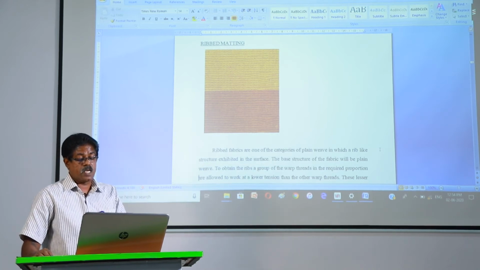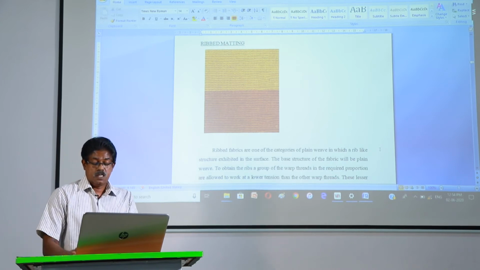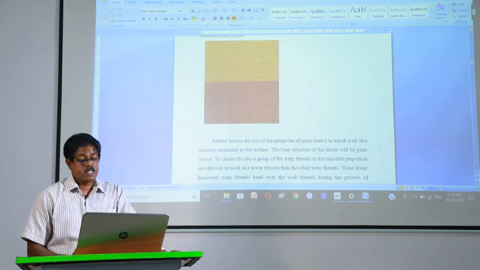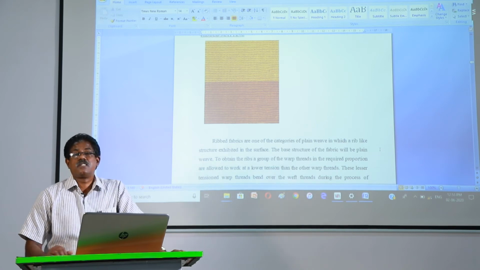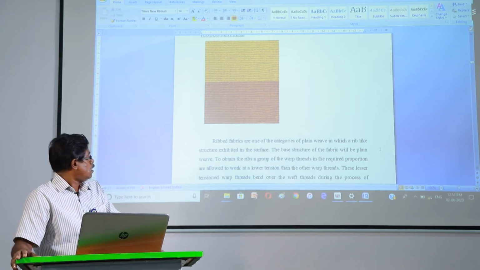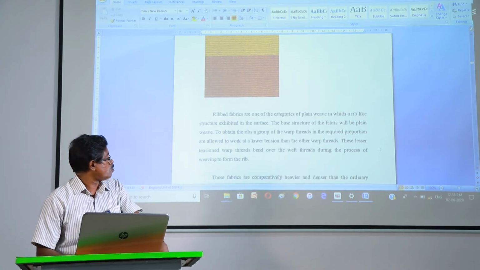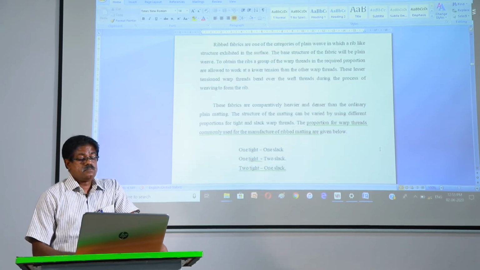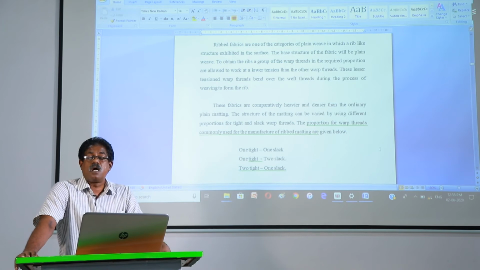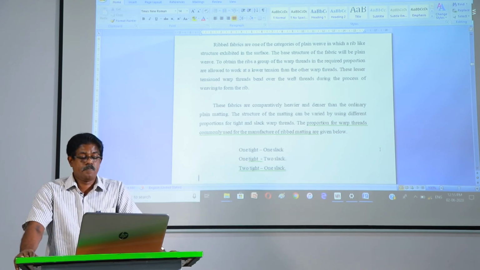To obtain the ribs, a group of warp threads in the required proportion are allowed to work at lower tension than the other warp threads. These lesser tensioned warp threads bend over the weft threads during the process of weaving to form the rib. These fabrics are comparatively heavier and denser than the ordinary plain matting.